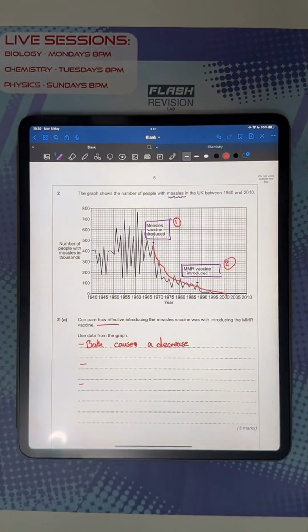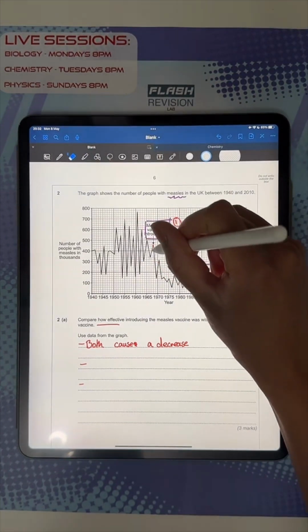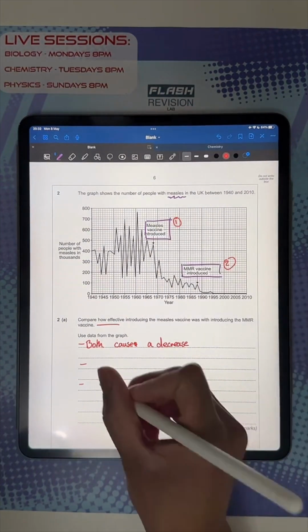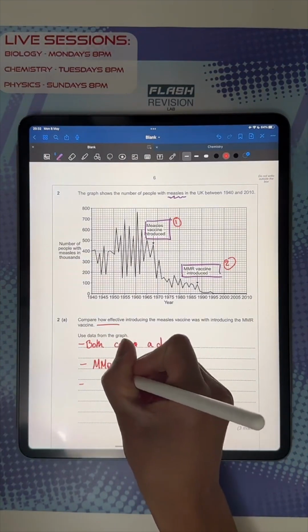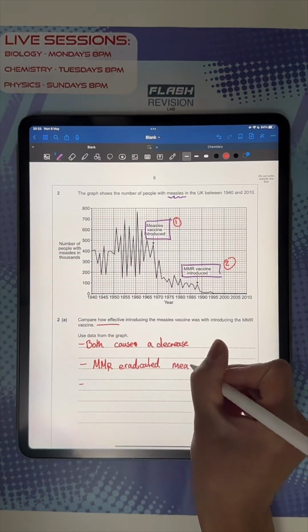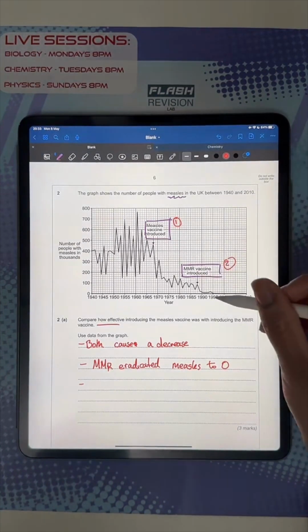Let's think of some differences. What's the difference between the first one and the second one? Yes, MMR, the second one, causes it to decrease to 0. Well done. See that? That completely eradicates measles, whereas the first one didn't. Eradicated measles to 0. Another thing, the measles vaccine caused a bigger drop. Look at the difference here.